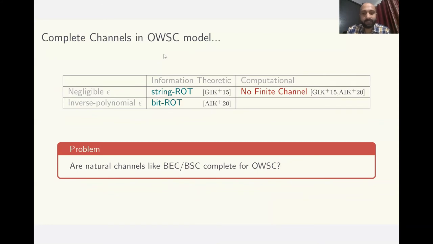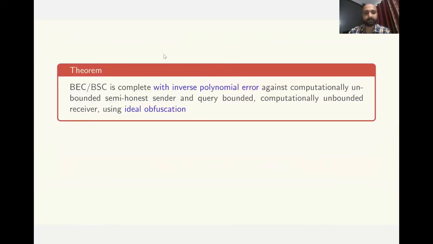An important question that was left open by the previous works is the question of whether natural channels like BEC and BSC are OWSC complete. In our work, we address this question and answer it in the positive. Our main theorem states that BEC and BSC are complete with inverse polynomial error against a computationally unbounded semi-honest sender and a query-bounded but otherwise computationally unbounded receiver using an ideal obfuscation. We will describe OWSC using ideal obfuscation in detail in the coming slide.